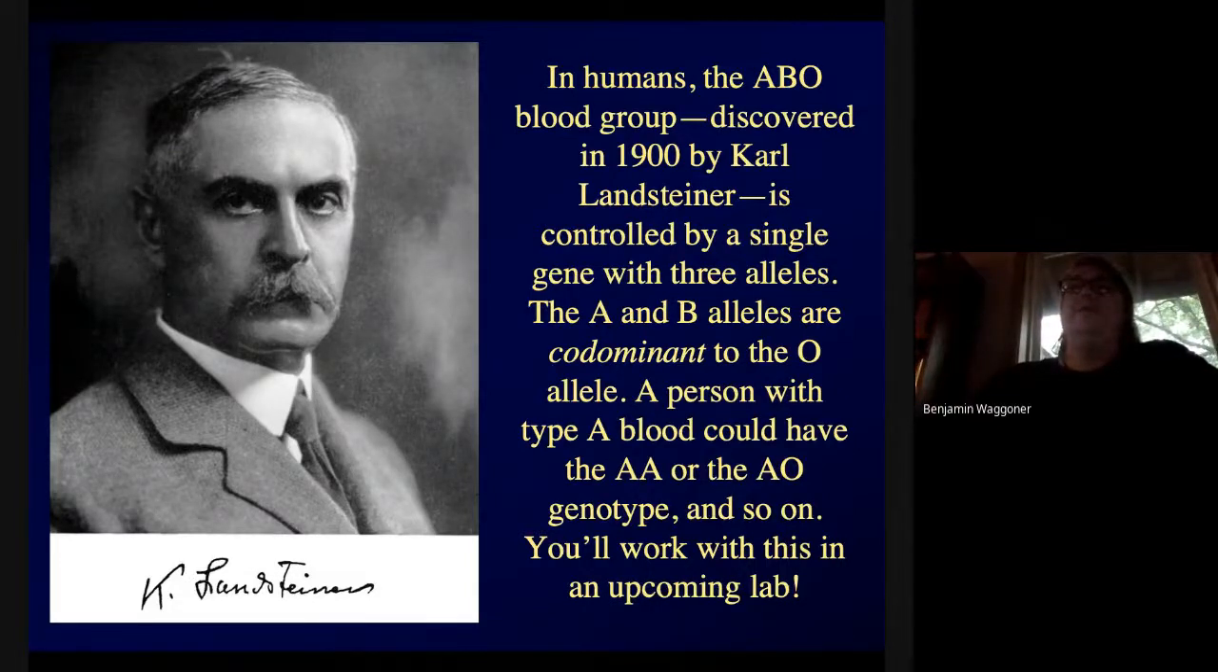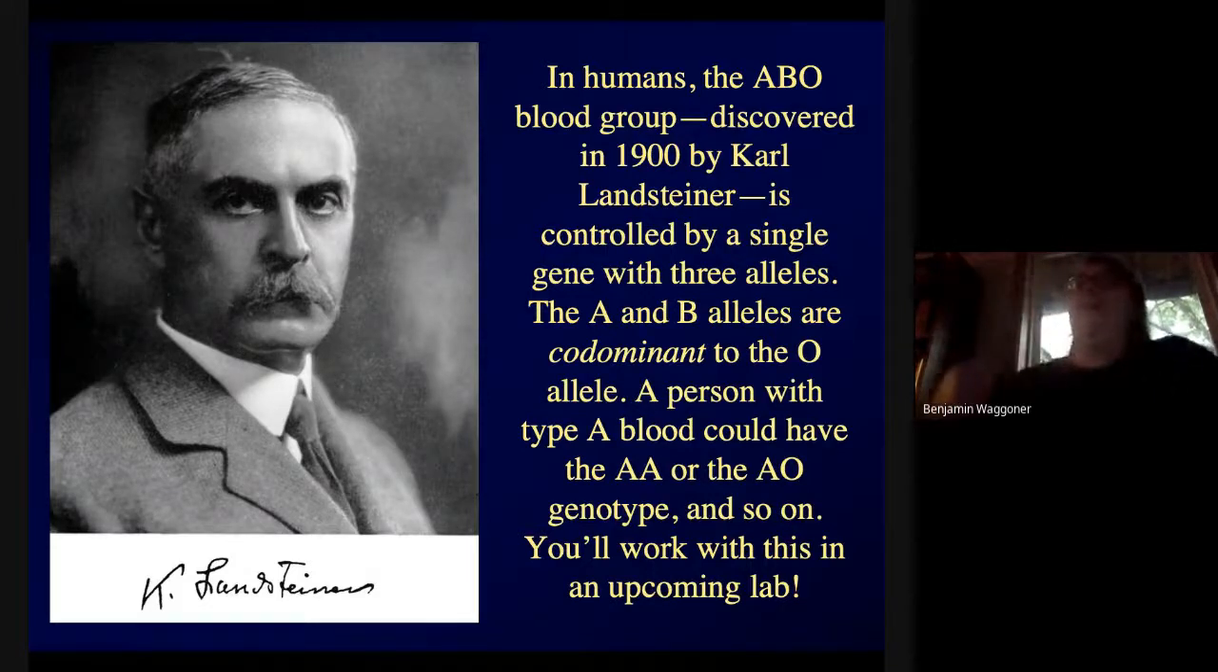We can abbreviate those as A, B, and O, although the pros will sometimes use capital I with an A superscript, right? That's a capital I with a small capital A above and to the right of it for the A allele, and capital I superscript B for the B allele, and then lowercase i for the O allele. How you choose to write it, I'm not going to worry about. But the A and the B alleles are co-dominant to the O allele.